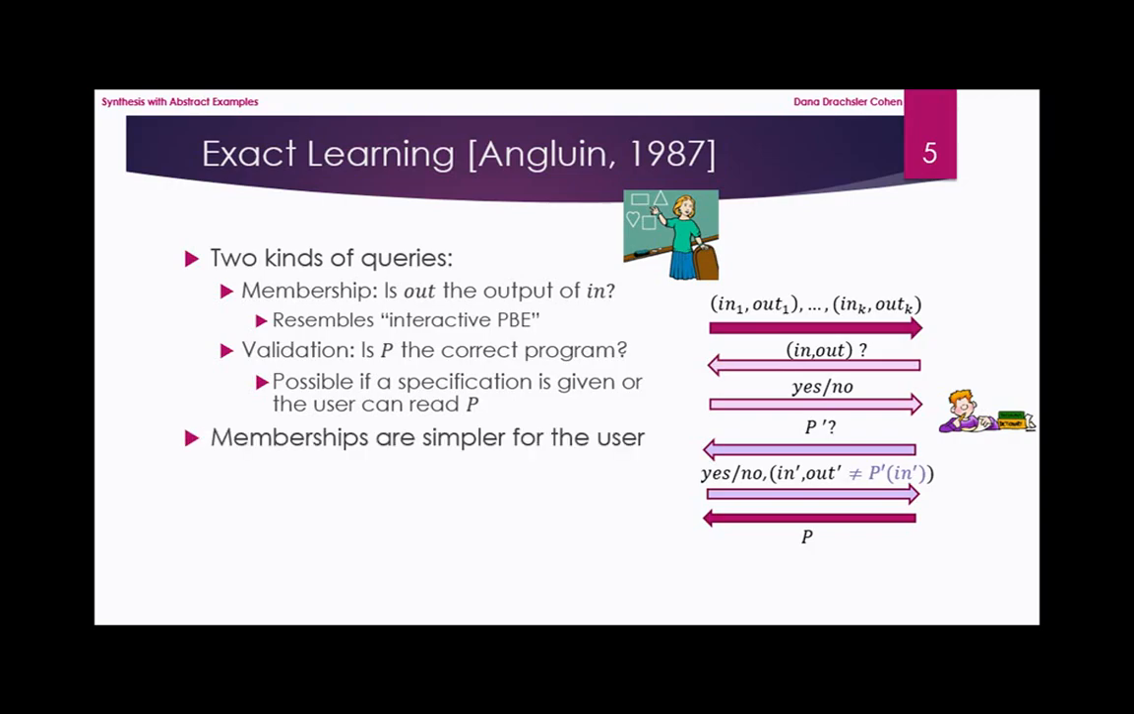It is probably clear that membership queries are much simpler for users, mostly if they don't know how to read programs. On the other hand, validation enables us to converge even if the input space is infinite. And our question is, can we enjoy both worlds?